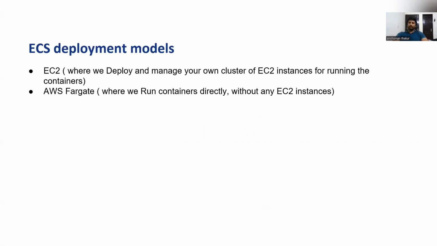So first we need to understand the different ECS deployment models. Before understanding Fargate, let us understand the major deployment models that we have. There are two major models for how to run your containers on AWS. The first one is EC2, where we deploy and manage our own cluster of EC2 instances for running the containers. This means that here we need to manage our EC2 instances on our own.